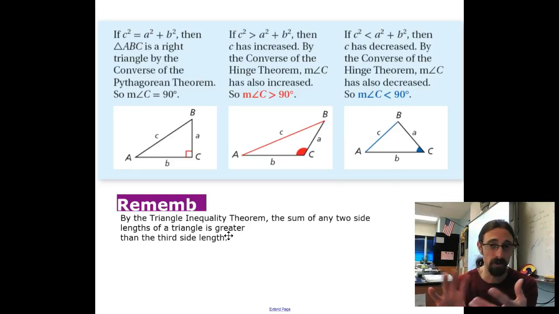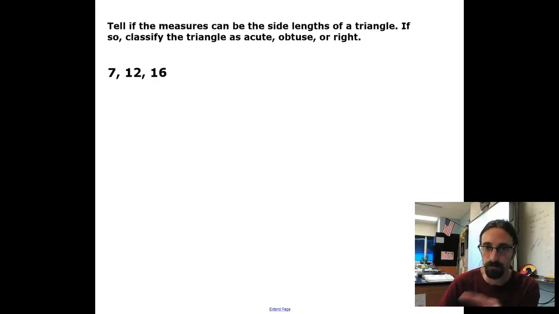So on your worksheet it will ask, is this a triangle? First you better compare the longest side, c, to the sum of the other two to make sure it is a triangle. Then compare c squared, the longest side, to the sum of the other two sides squared, and that will determine whether it's a right triangle. If c squared is equal to a squared plus b squared, it's got to be right. If c squared is greater than a squared plus b squared, then it's got to be an obtuse triangle. And if c squared is less than the sum of a squared and b squared, then it has to be acute.